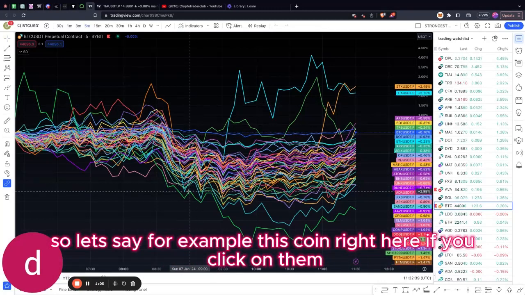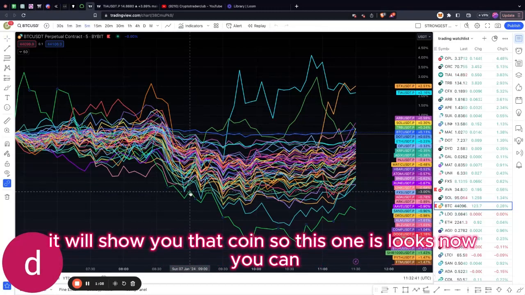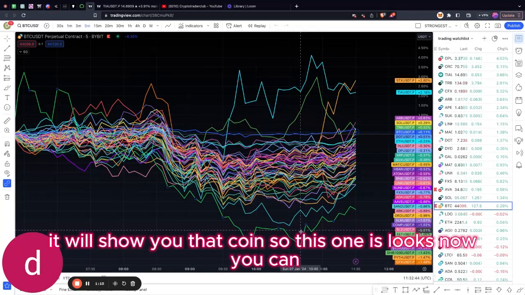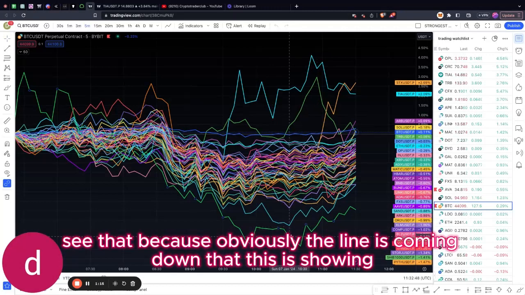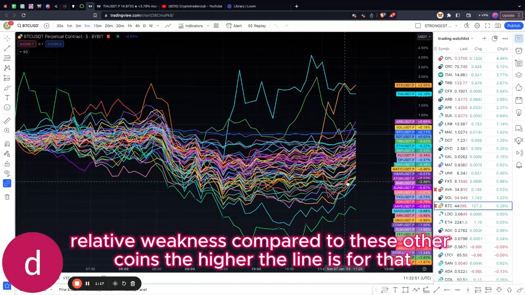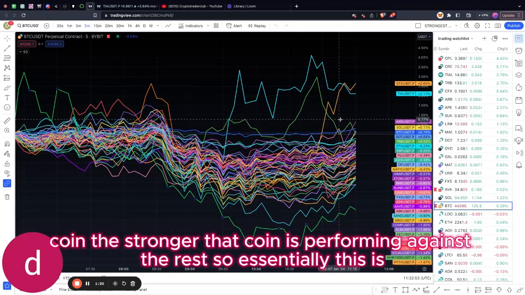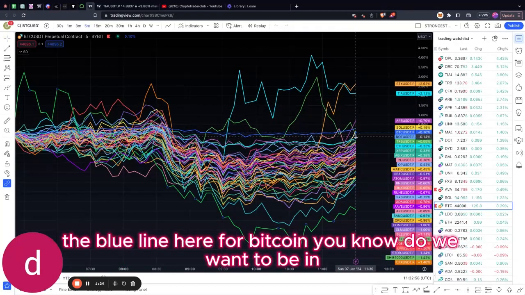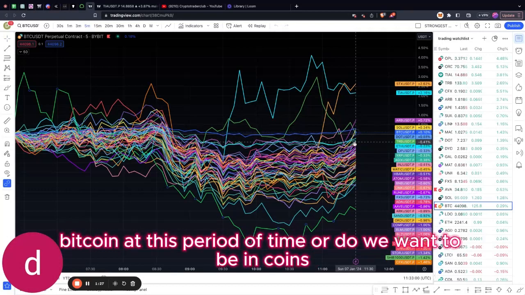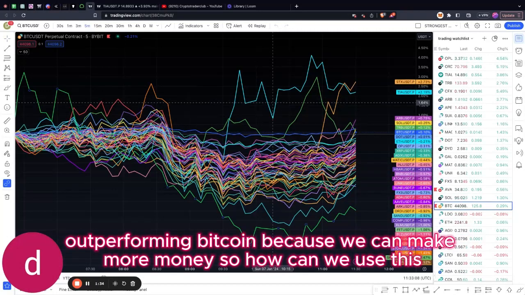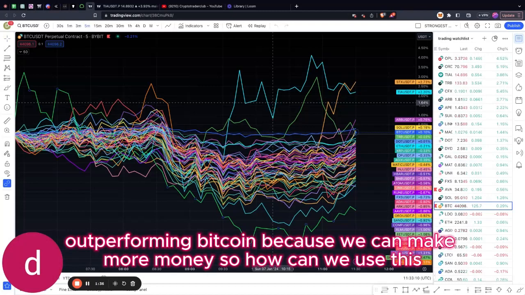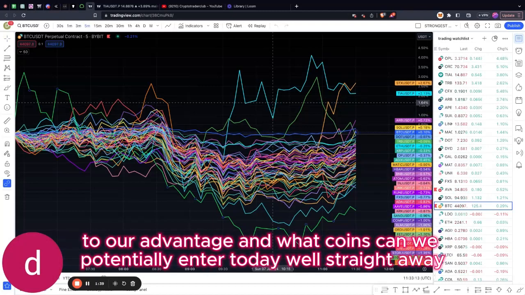So for example, if you click on this coin right here, it will show you that coin. This one is LUX. You can see that because the line is coming down, it is showing relative weakness compared to these other coins. The higher the line is for that coin, the stronger it is performing against the rest. The blue line here is Bitcoin. Do we want to be in Bitcoin at this period of time, or in coins that are outperforming Bitcoin? Obviously, we want coins that are outperforming Bitcoin, because we can make more money. So how can we use this to our advantage, and what coins could we potentially enter today?